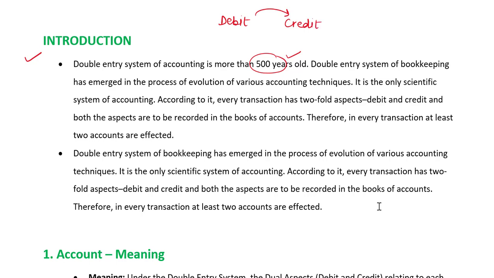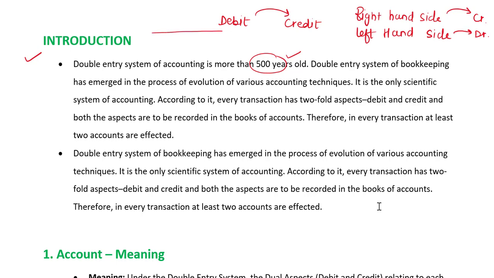It is bifurcated between two sides, that is right hand side and left hand side. The right hand side of the entry is known as credit and the left hand side of the entry is known as debit. We make double entry book accounts with the help of T-shaped accounts. I'll be showing you T-shaped accounts as illustrations in the coming pages.